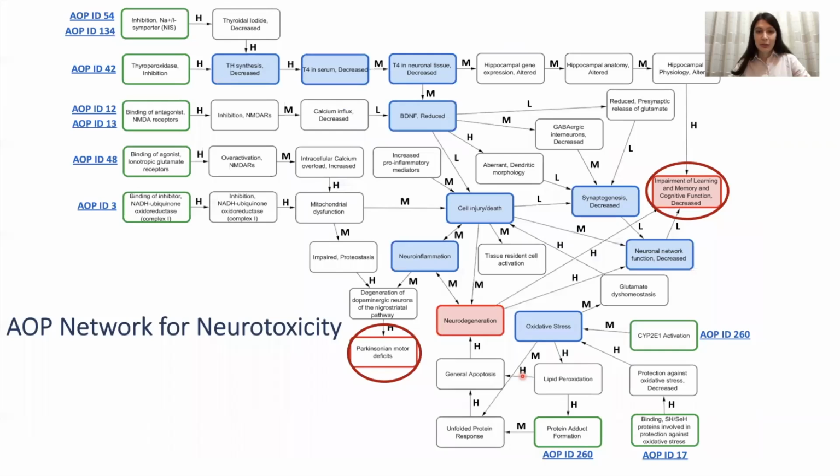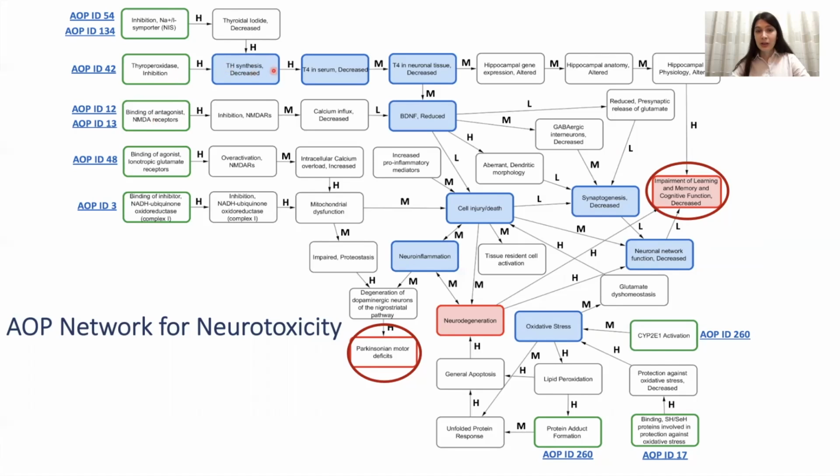This is the resultant AOP network for neurotoxicity following the methodology that we've developed and proposed. It managed to combine 9 linear AOPs out of 12 linear AOPs that were available at that time. And it describes 3 adverse outcomes: Parkinsonian motor deficit, neurodegeneration, and impairment of learning and cognitive function, the decrease of this cognitive function. Besides that, the molecular initiating events are included at present in an ER model developed in collaboration with the lab from the Mario Negri Institute in Milano.